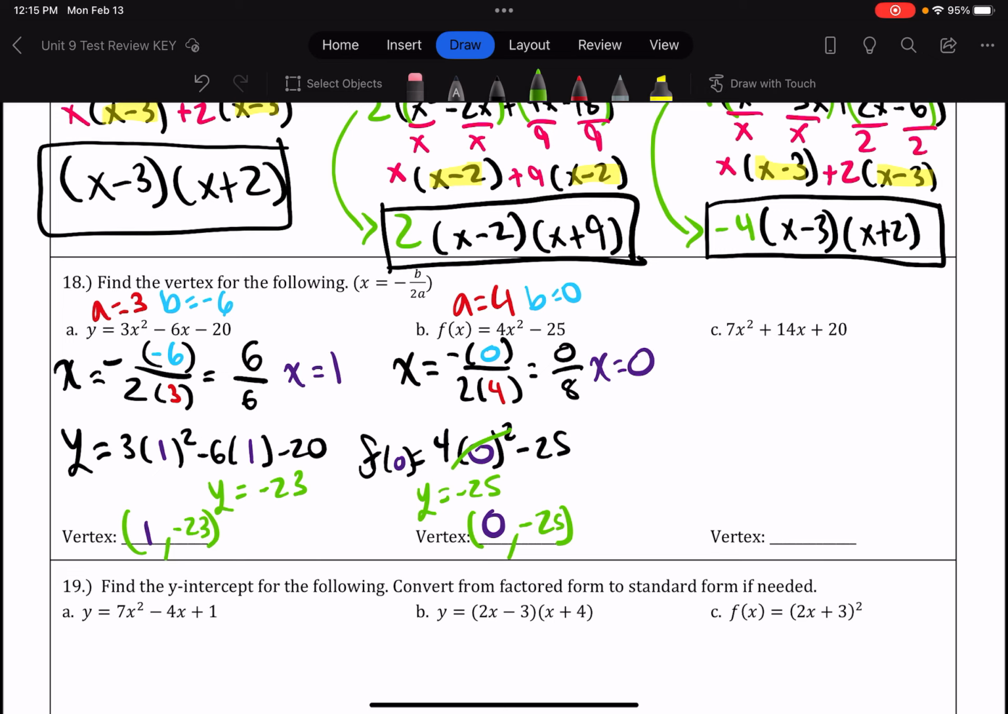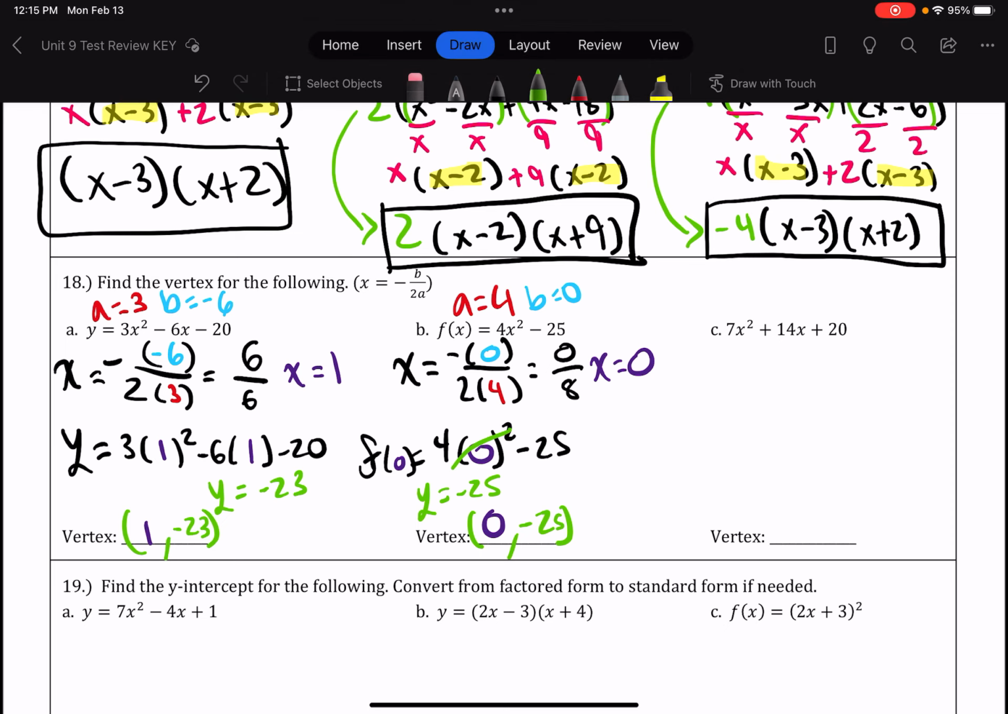That also means if I go back to look for my y-intercept, I look for the standard form. For A, I knew that my y-intercept was 0, negative 20. But looking at B, my vertex is at 0, negative 25, as well as my y-intercept. So anytime that you're given a difference of 2 squares, the y-intercept is going to be the same as your vertex, or vice versa. Your vertex is going to also be your y-intercept. These two characteristics will share.